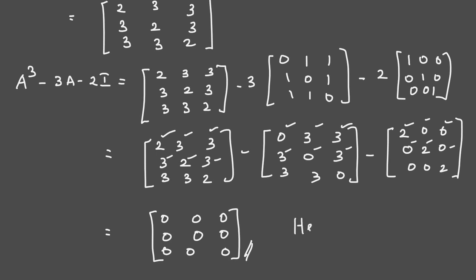Hence we have proved that A cube minus 3A minus 2I is equal to 0, or that is, the given question is: A inverse is equal to 1 by 2 times A square minus 3I.